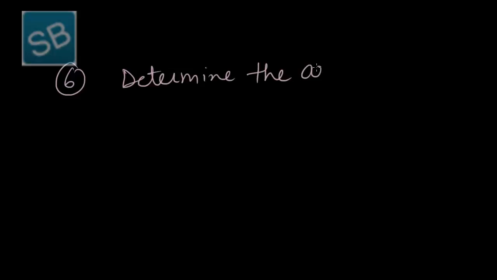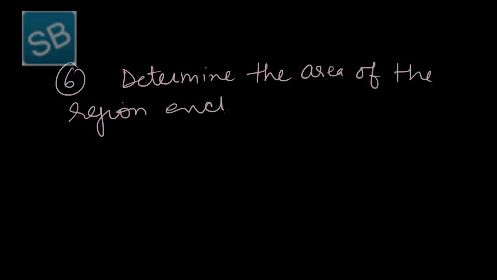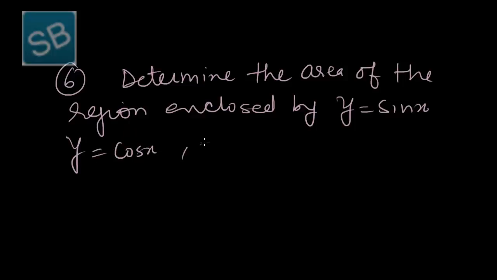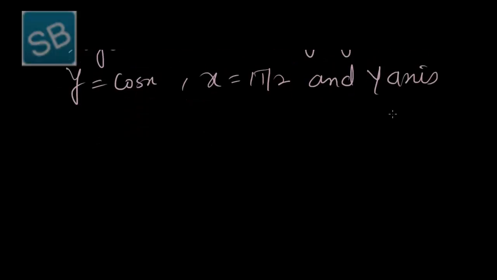Now the next problem is problem 6. Determine the area of the region enclosed by y is equal to sin x and y is equal to cos x and x is equal to pi by 2 and the y-axis. Y-axis means x is equal to 0.